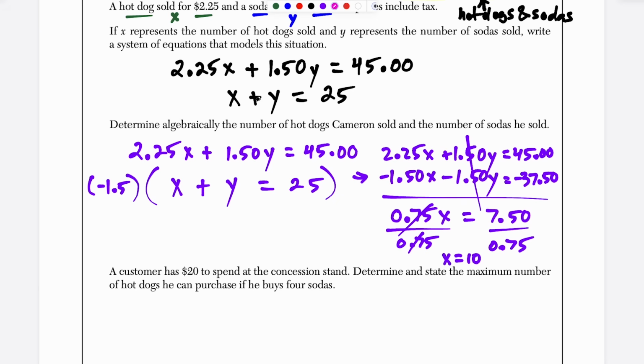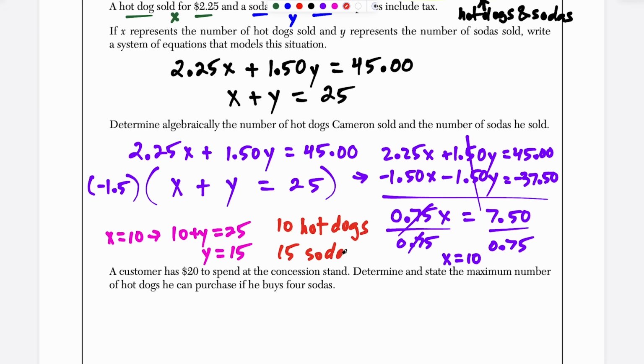But now to solve for y, we could take any one of these equations, but the second equation is easier. So when x equals 10, we get 10 plus y equals 25. And we just subtract 10 on both sides, so y is equal to 15. Okay, so we'll write the answer formally here. Determine the number of hot dogs Cameron sold and the number of sodas he sold. Well, x is the number of hot dogs, so Cameron sold 10 hot dogs. So we have 10 hot dogs and 15 sodas. Okay, so these are the amounts that Cameron sold.